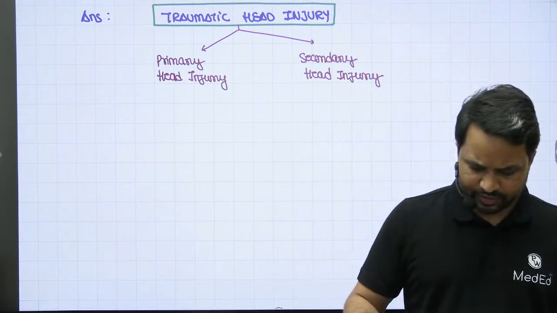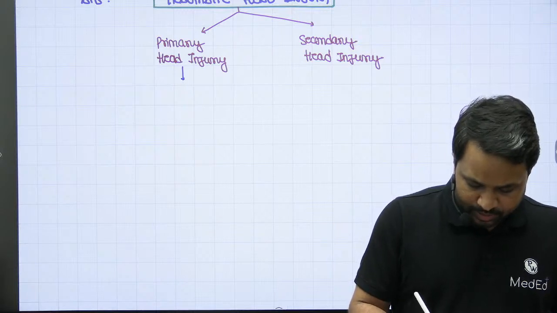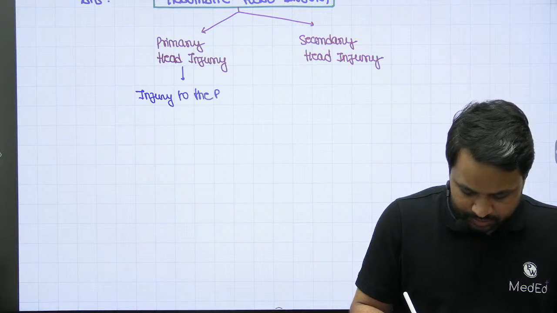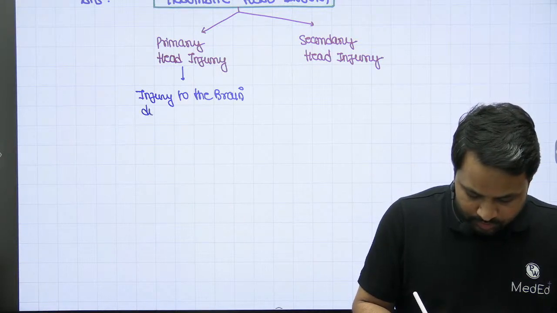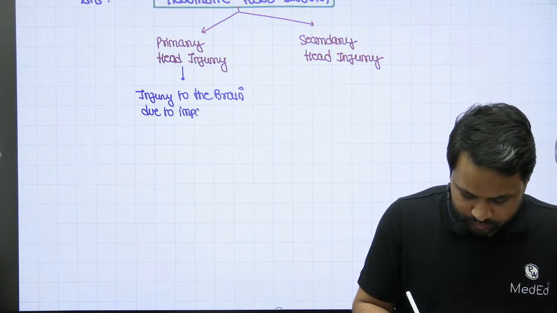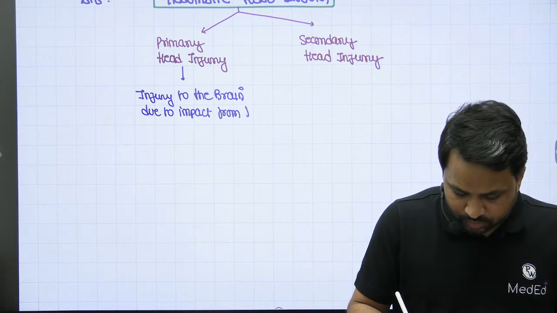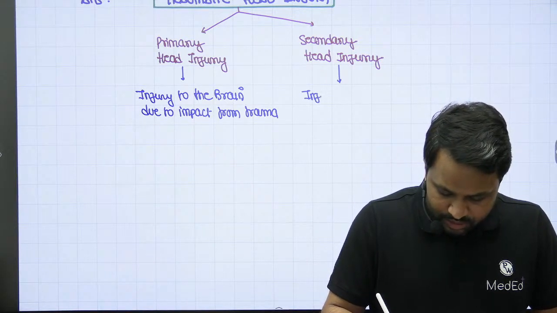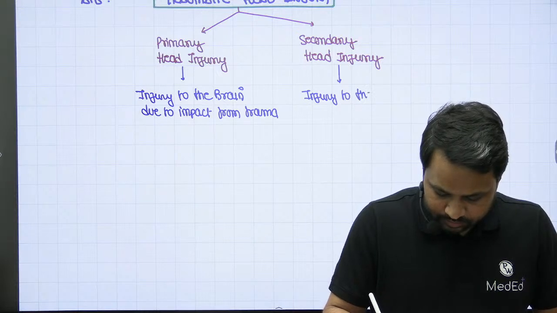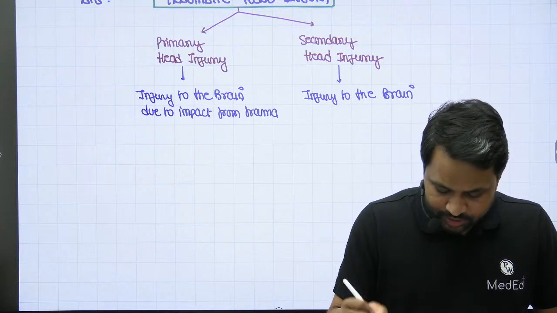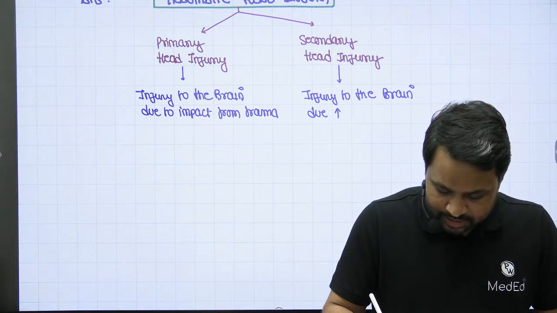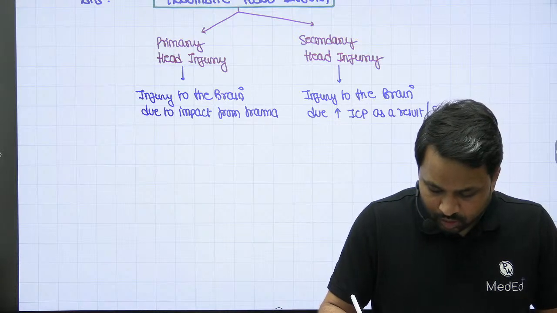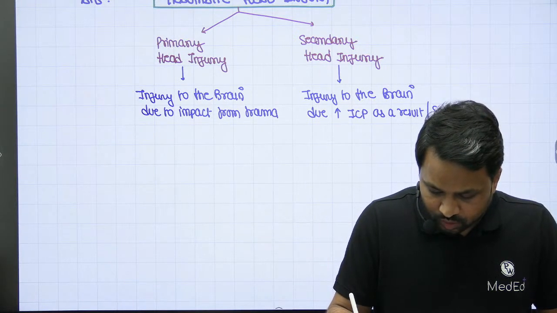So when you look at the difference, primary head injury is injury to the brain due to impact from trauma. Secondary head injury is injury to the brain due to increased intracranial pressure as a result or sequelae of primary brain injury.